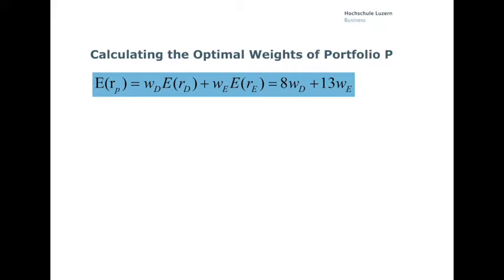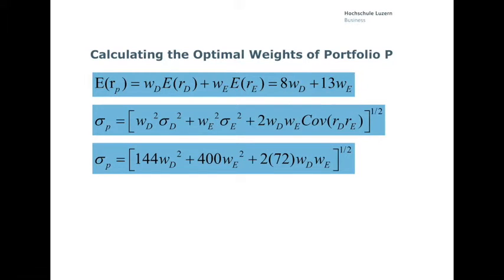Calculating the optimal weights of portfolio P. How could we calculate the components of portfolio P if we do not have a graph where we can read the expected return and standard deviation? As we know from previous sessions, the expected rate of return of a portfolio is the sum of its weighted returns. Knowing that the expected return of debt is 8% and for equity 13%, we can simplify the formula.